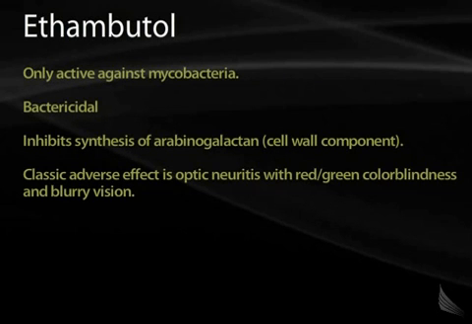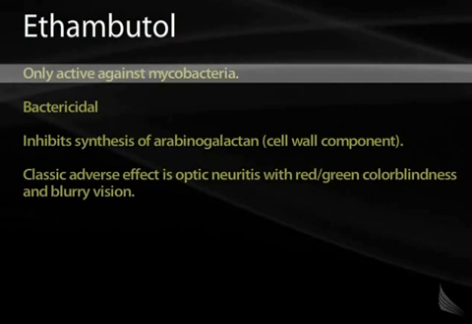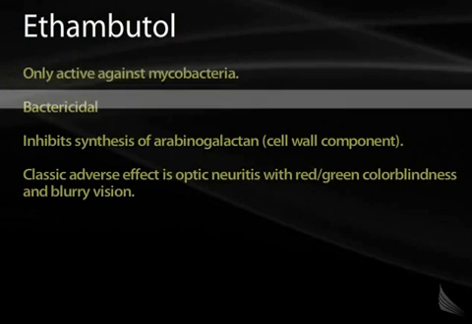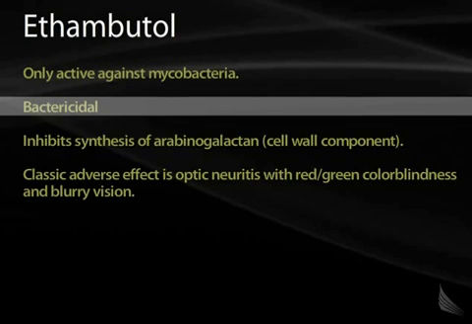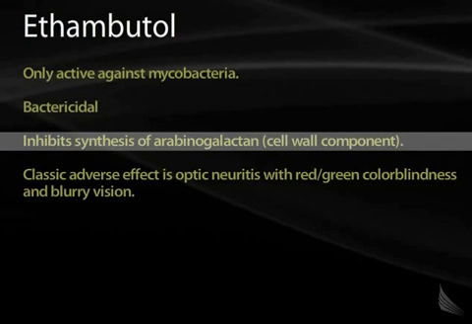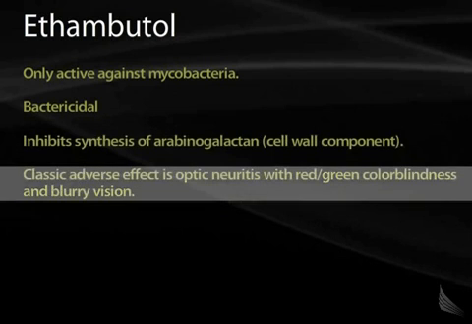Ethambutol is another commonly given anti-tubercular medication. It's only active against mycobacterial bugs. It's considered to be bactericidal, and the way that it works is by inhibiting the synthesis of arabinogalactan, which is a cell wall component of mycobacteria. The classic adverse effect of ethambutol is optic neuritis, which causes reddish-green color blindness and blurry vision. It's important to know that for the exam.